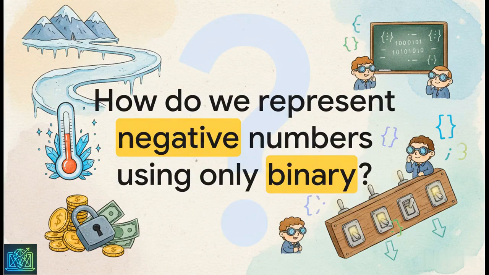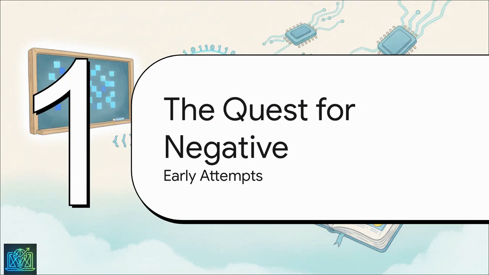But you know, the real world isn't always so simple and sunny. We've got things like debt, we've got freezing temperatures. We need to be able to go backwards. So the brilliant engineers back in the day had a huge puzzle on their hands. How in the world do you teach a simple row of light switches about the idea of a negative number? And so this fascinating quest began.